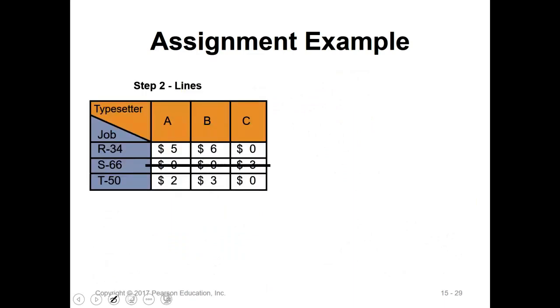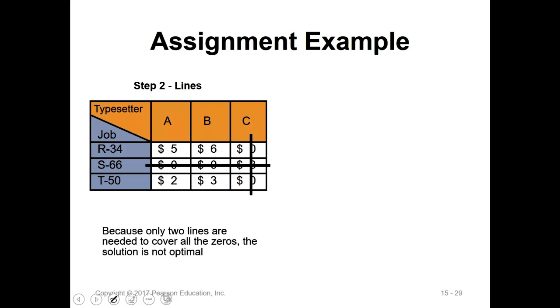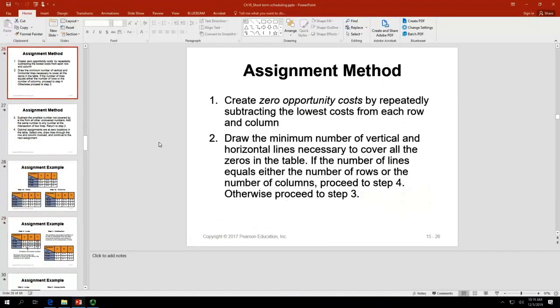And the next one is using the lines to cross all the zeros in the rows. So, and they said because only 2 lines are needed to cover all the zeros, the solution is not optimal. What do we talk about here? Let's go back to see the strategy.